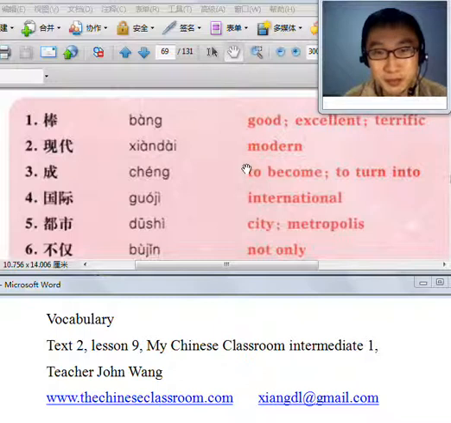I'm at my home. Now it's about 10:35 p.m. at night. Before I go to bed, I'd like to finish lesson 9.